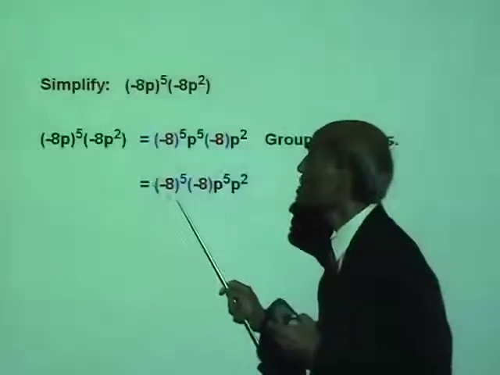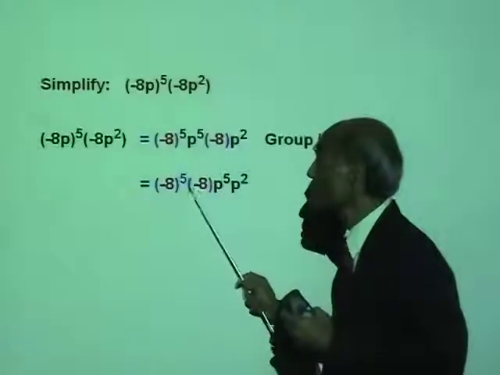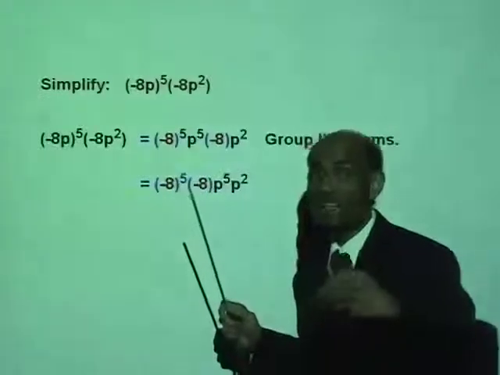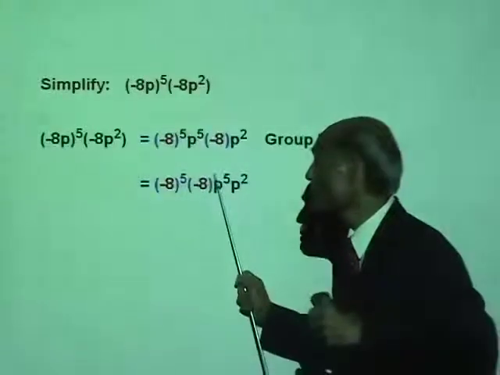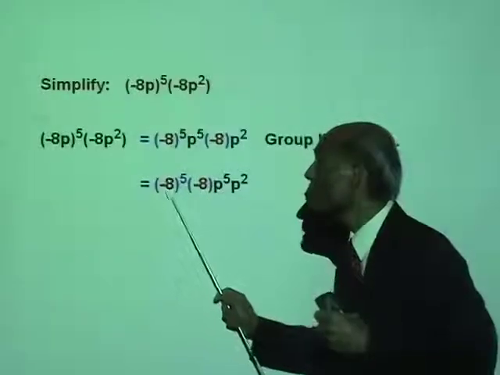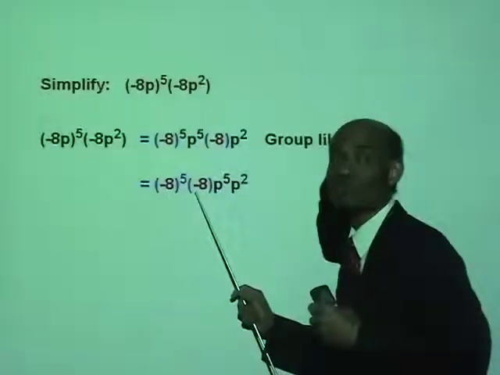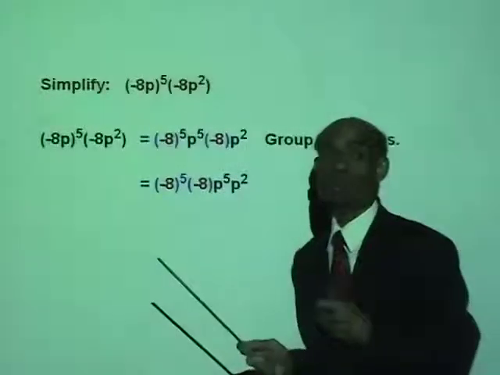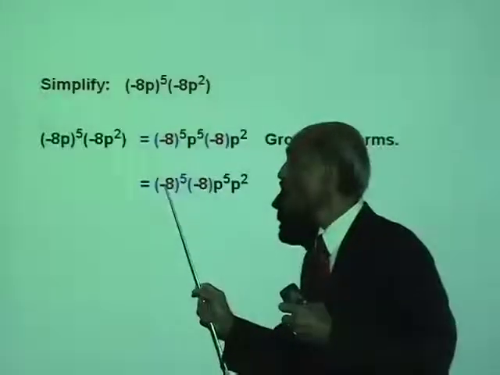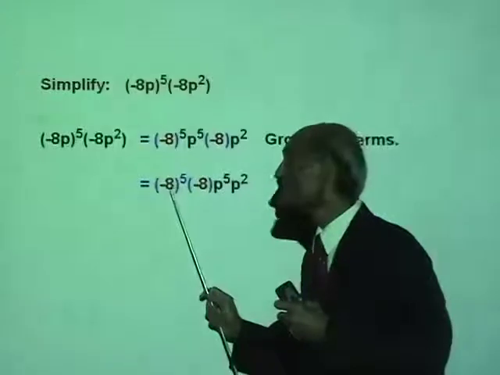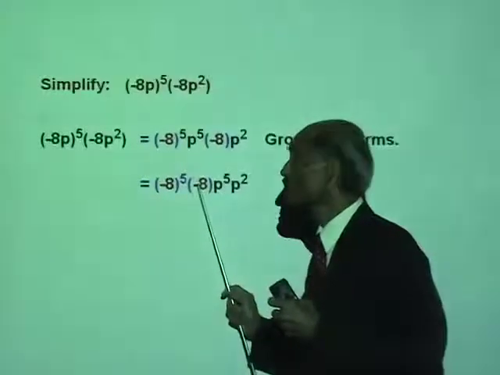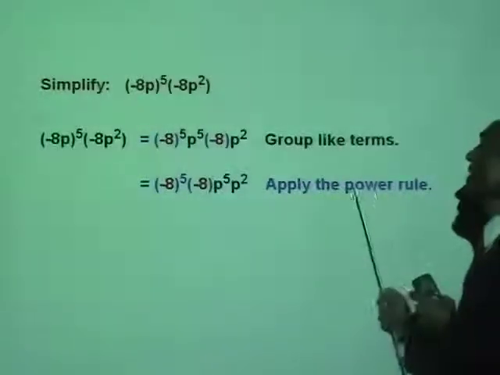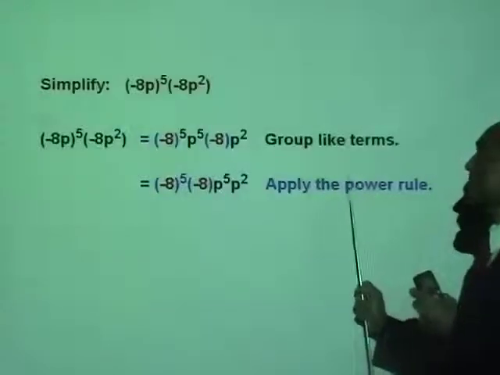It will be -8 raised to the power 5 times -8 raised to the power 1. You can see I'm reading it as raised to the power 1, although there is no 1 there. We have grouped numbers with base -8 together. And now p to the power 5 times p squared. Okay, can you now combine these two? What is -8 to the power 5 times -8 to the power of 1? Apply the product rule, not the power rule.